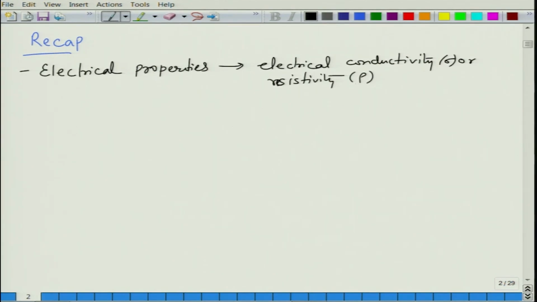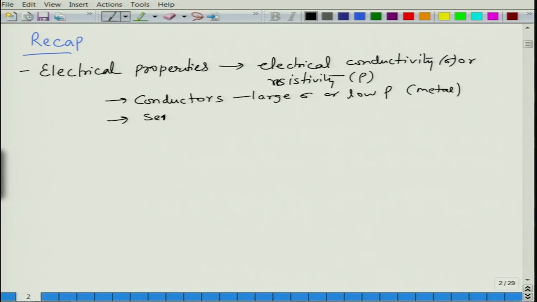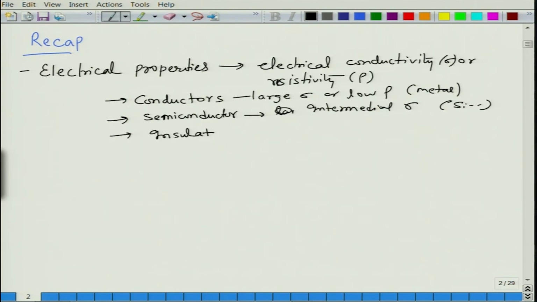So, materials which conduct electricity excellently are called conductors, with large sigma or low rho, which are generally metals. Then we have semiconductors, which have intermediate sigma, and these are generally things like silicon. And then we have insulators, which have large rho or small sigma, such as oxides generally, such as quartz, polymers and so on and so forth.